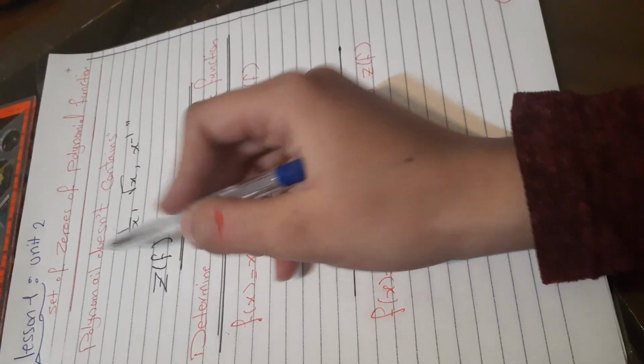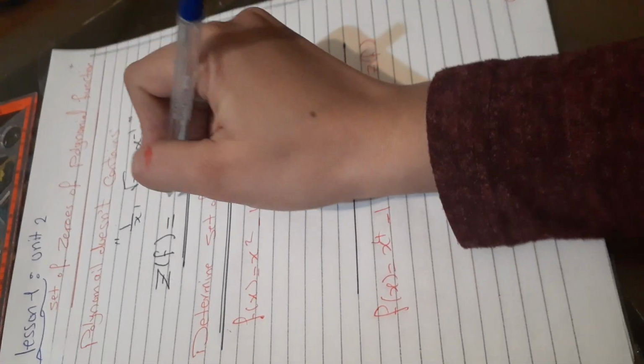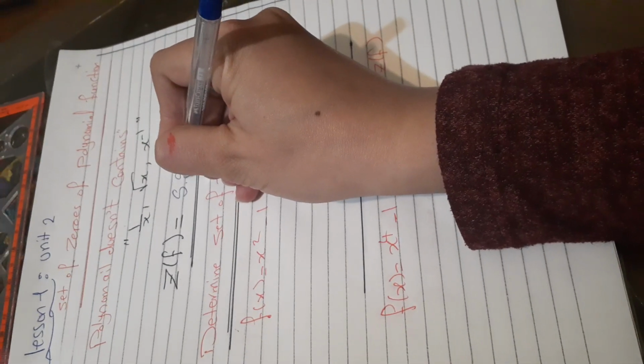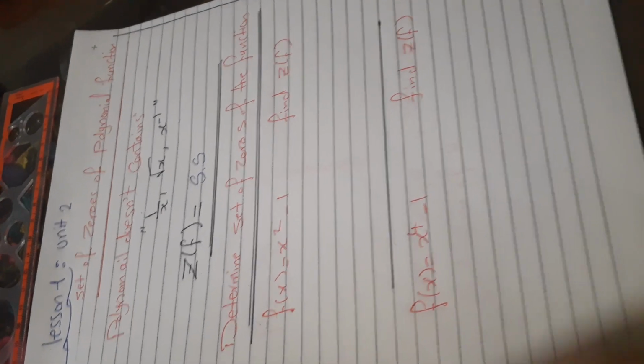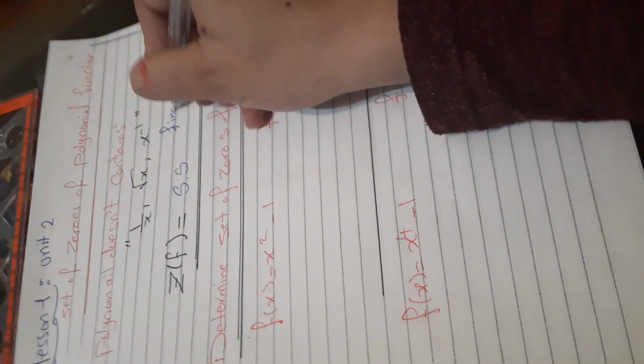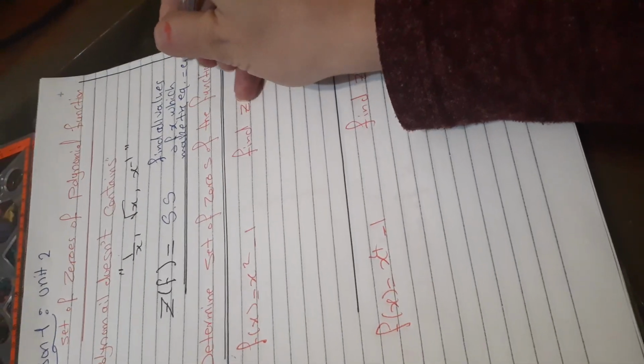But what is the meaning of zeros of the function? It's an abbreviation, Z of f. Zeros of the function means you will find the solution set that satisfies the equation equal what? Equal 0. How to find? Find all values of x which make the equation equal 0.